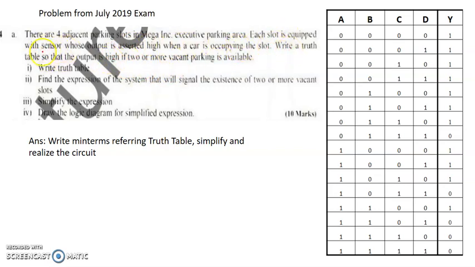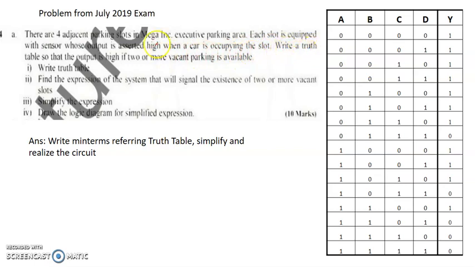So there are 4 parking slots, and they've been equipped with sensors. Whenever a car is parked, the output will be high in that slot. It means that location has been occupied by a car. That's what it's talking about.